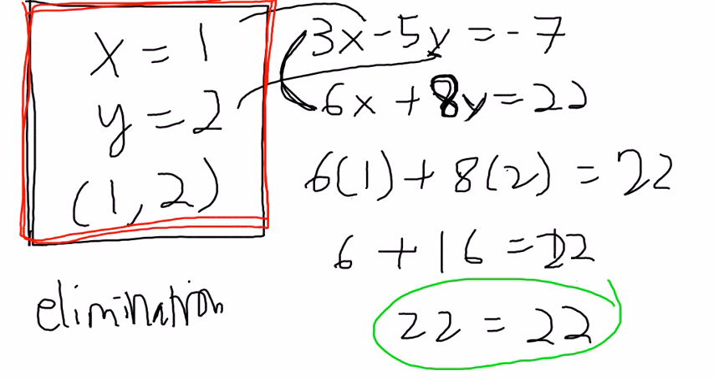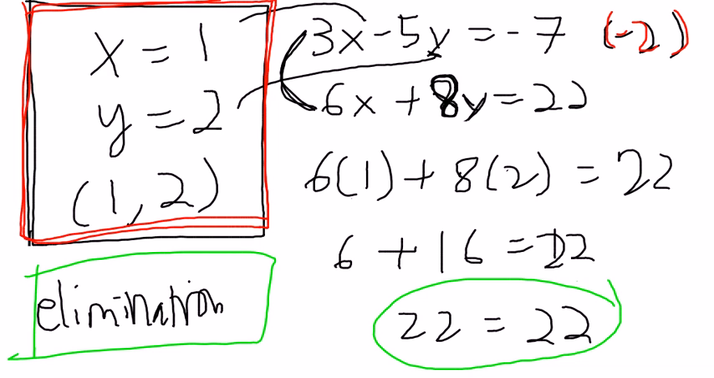In this case, we multiplied the top one by negative 2, and so we made the 3x negative 6x, so we had negative 6x cancel out with 6x. There you go, ladies and gentlemen. There's your elimination method. Hooray!